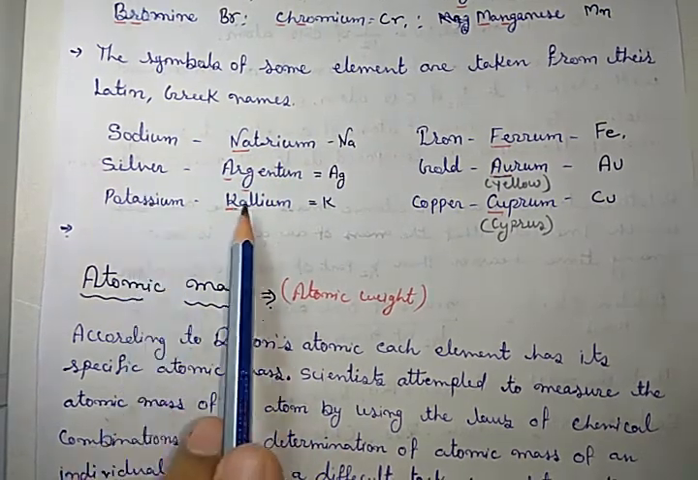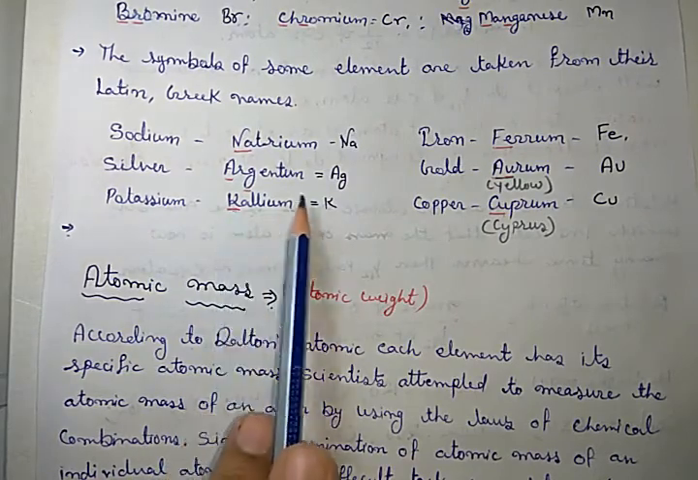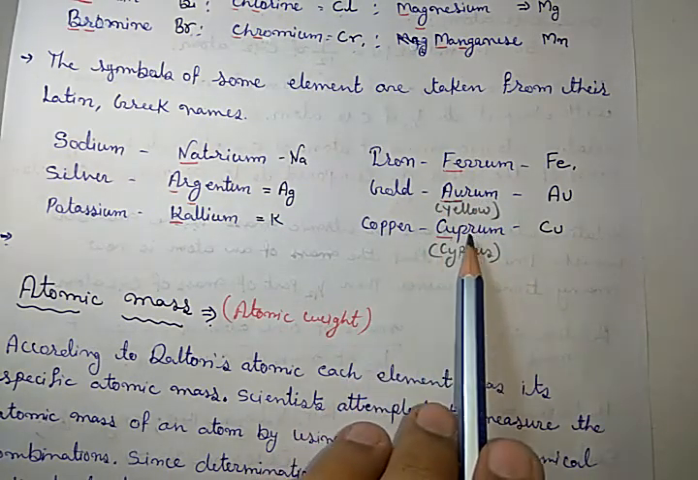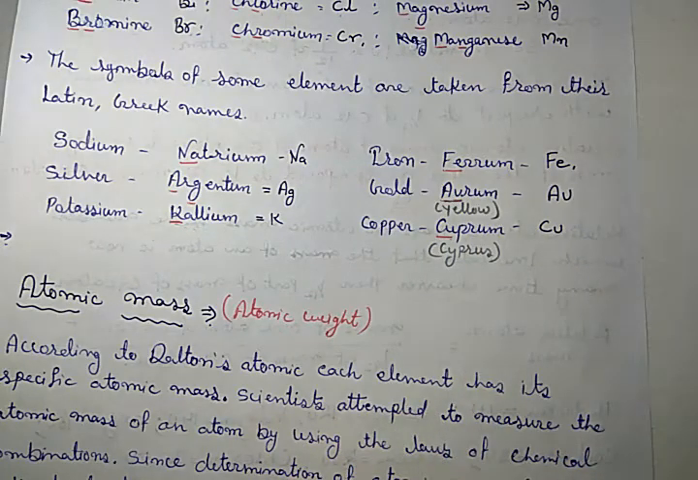Again, potassium, that is kalium, symbol becomes K. Similarly, iron, ferrum, Fe; gold, aurum, Au; copper, cuprum, Cu.